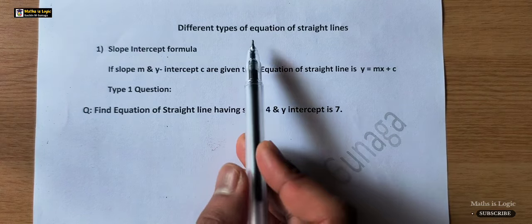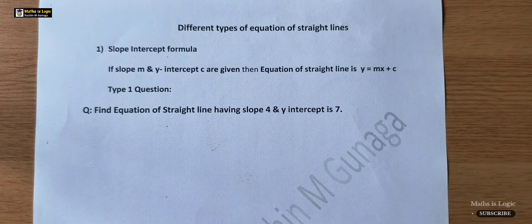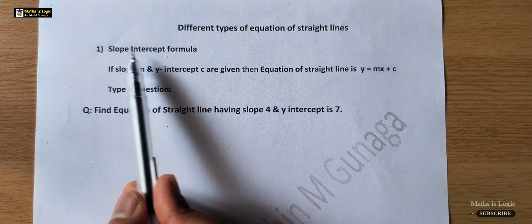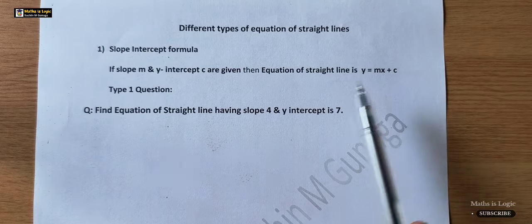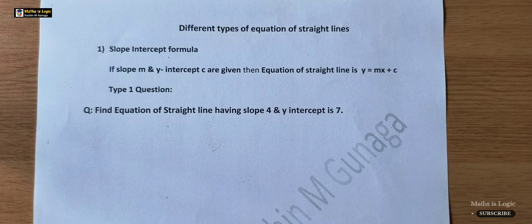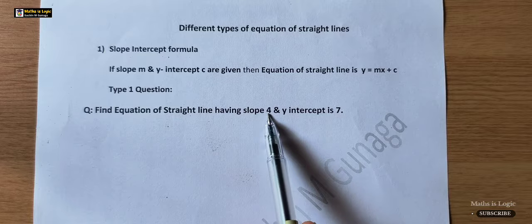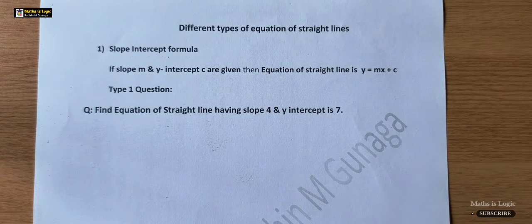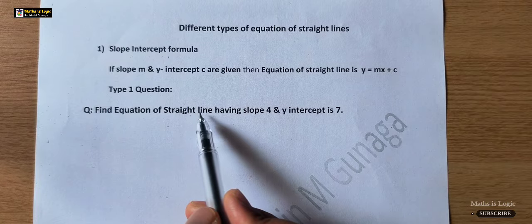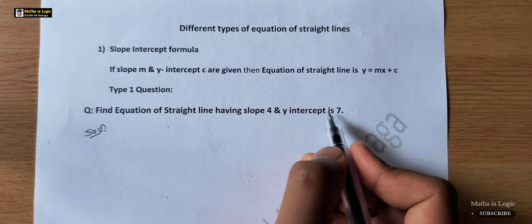Next comes different types of equation of straight line. This is the part 2 in that straight line topic. So in that first formula, slope intercept formula, that is y is equals to mx plus c. Using this formula, there are two types of questions are going to come in that type 1. What is that type 1? Find equation of a straight line having a slope m and y intercept is 7. So in this type 1, you need to find out equation of straight line, but here two values are already given.